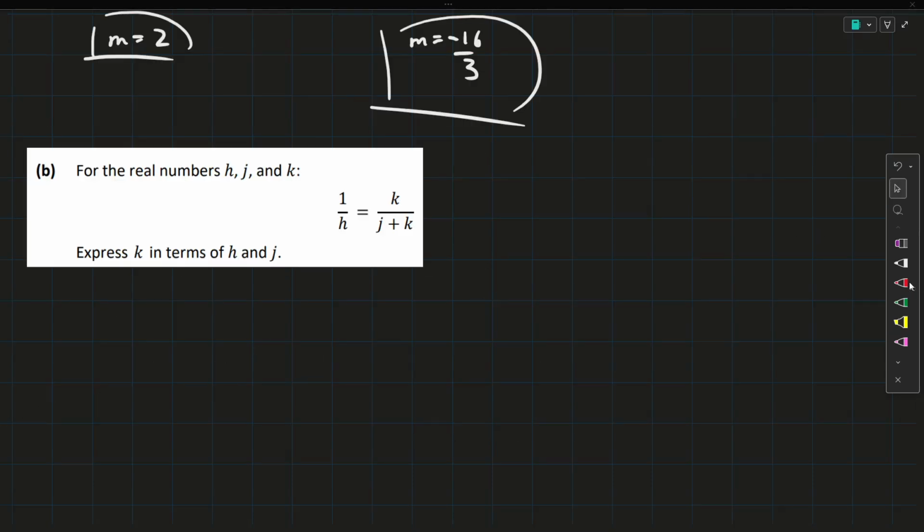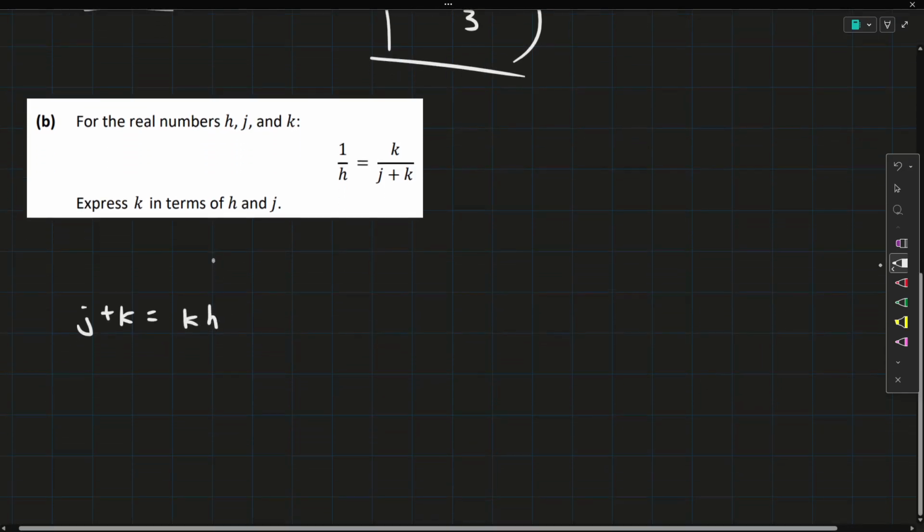Then we have some algebra manipulation, so we need to express for k. So we can get rid of the fractions by multiplying across, kind of doing a cross multiplication. So we'll get j plus k on the left-hand side when we multiply the j plus k up. And on the right-hand side, we'll get kh. We need to solve for k, so let's get all the k's onto the right side. So let's have j is equal to kh minus k.